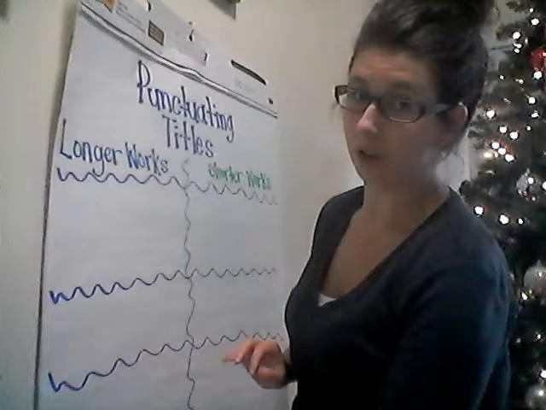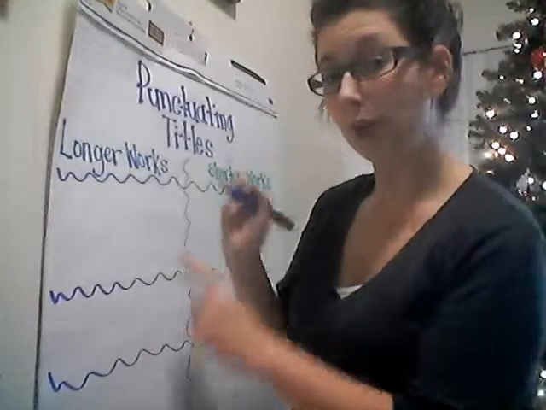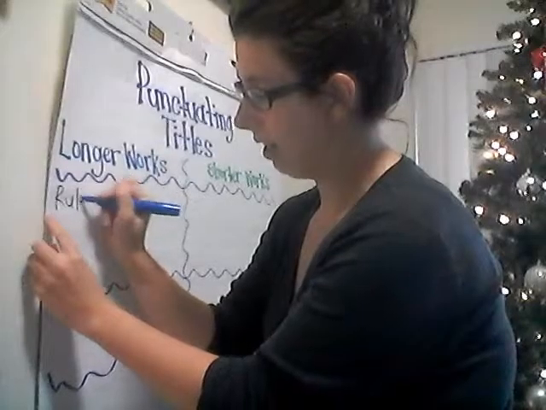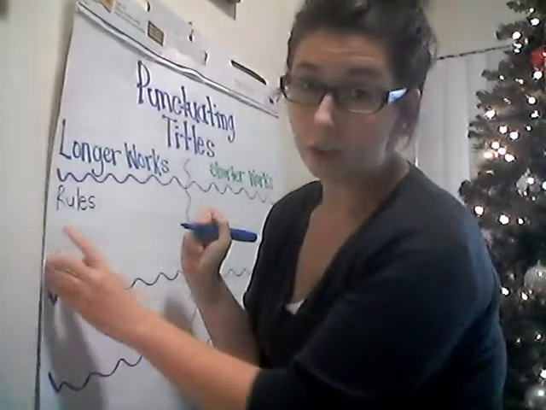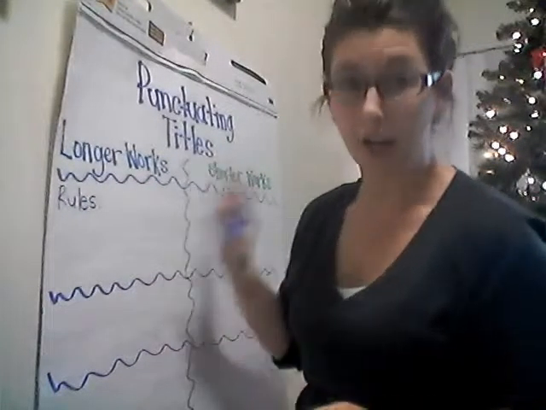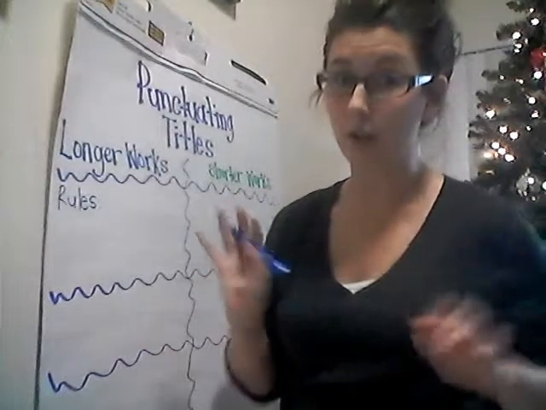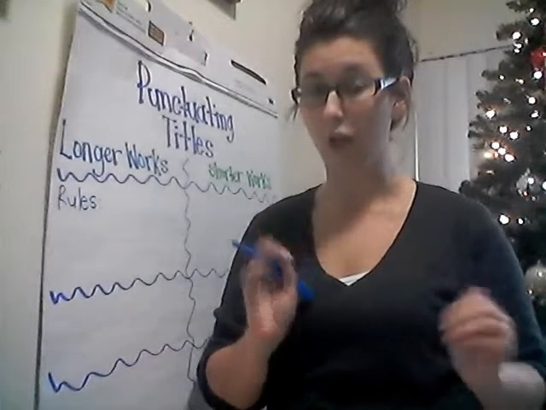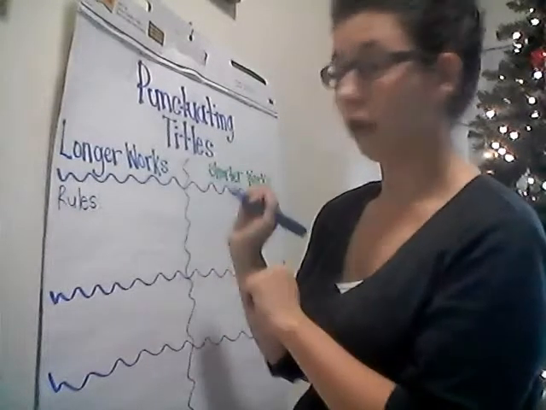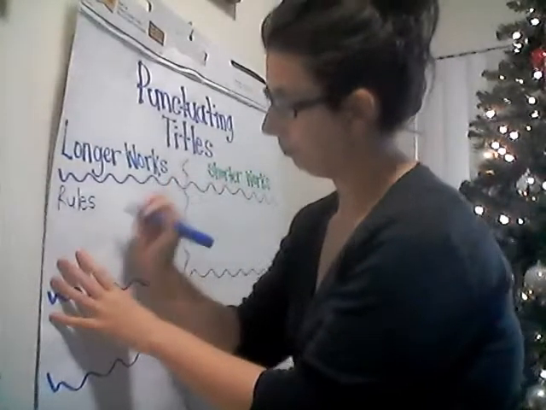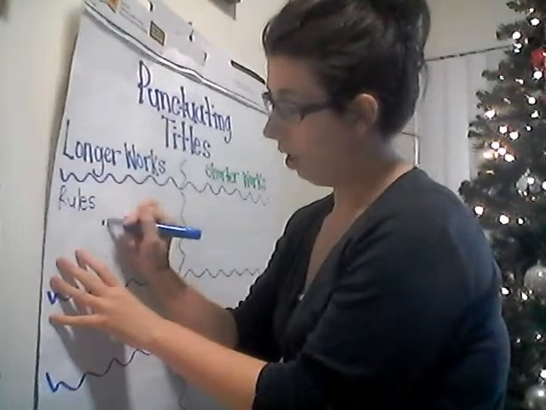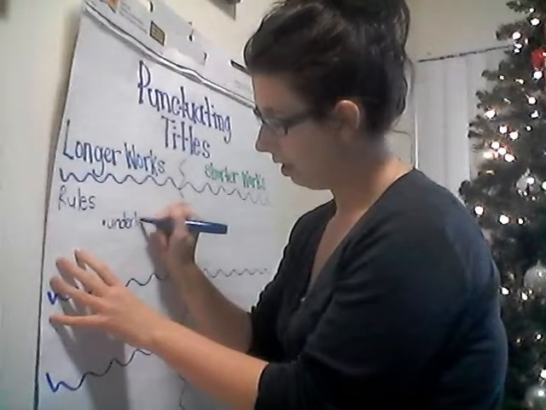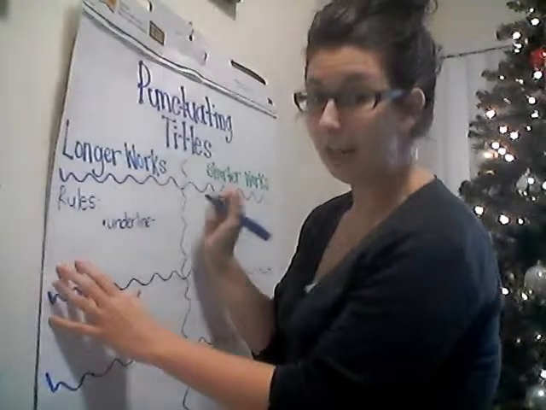First, I'm going to go over the rules. So rules for longer works. Now remember, anything that I'm writing down here, you need to write down on your paper. If you're having a hard time seeing, move so you can see this anchor chart finished posted in the room. It should be up on the whiteboard. So rules for longer works. You underline if you're just handwriting.